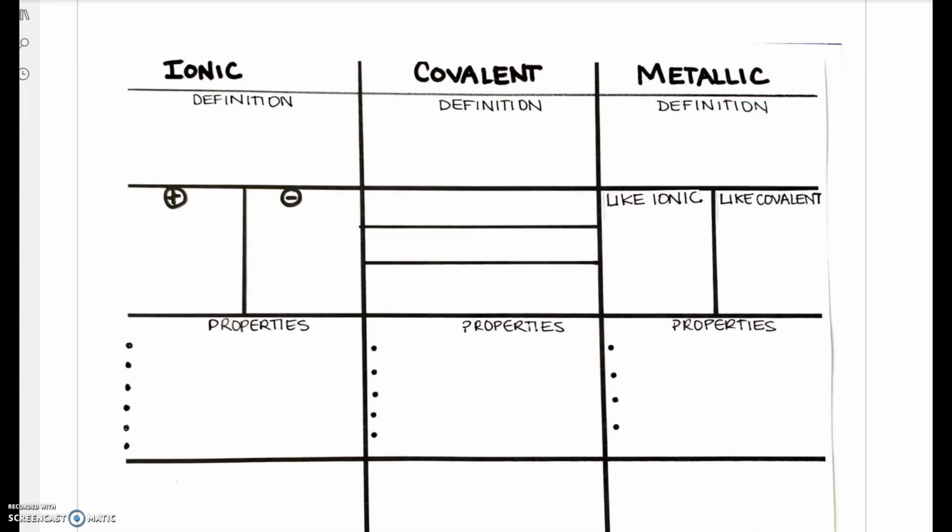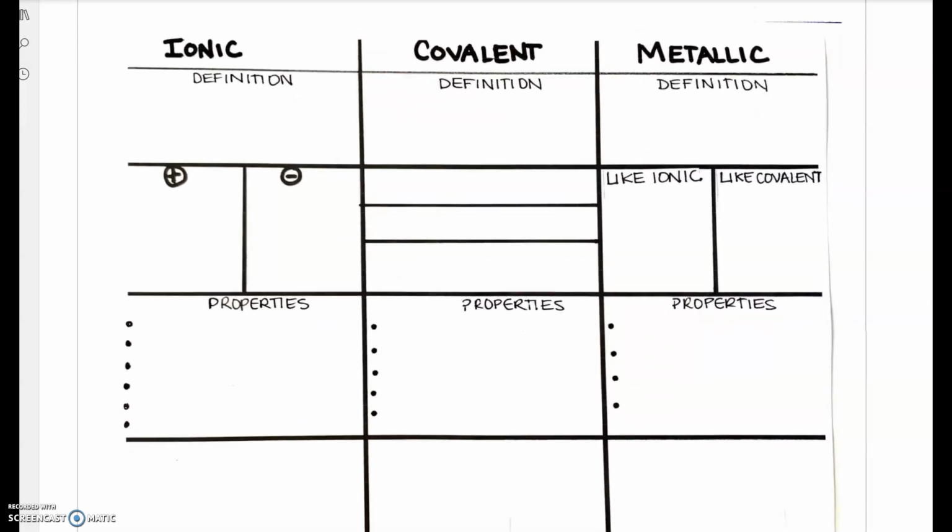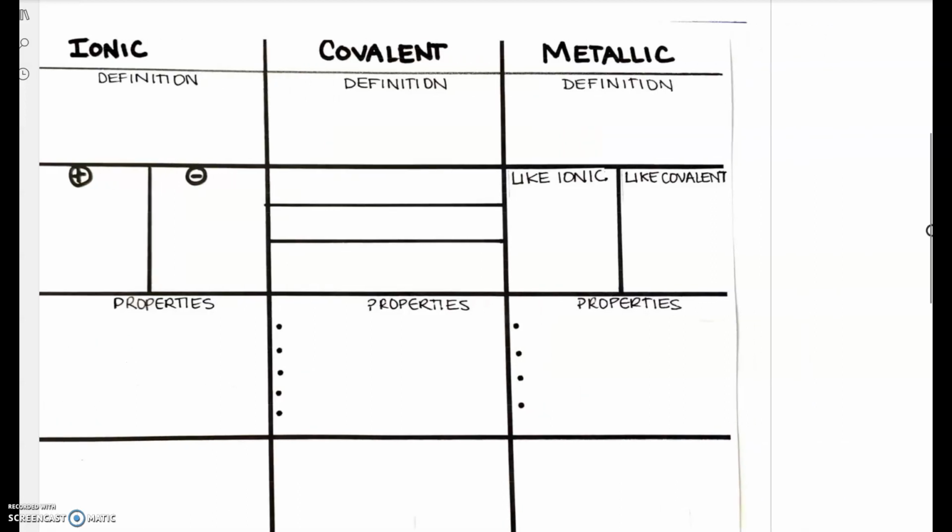All right, we are going to start off by taking some notes on the three different types of chemical bonds. So you should have your note sheet that looks like this in front of you, and we'll define and discuss the properties of the three types of chemical bonds. But before we do that, I'd like you to flip over your sheet to the blank side so that we can first define what a chemical bond is.